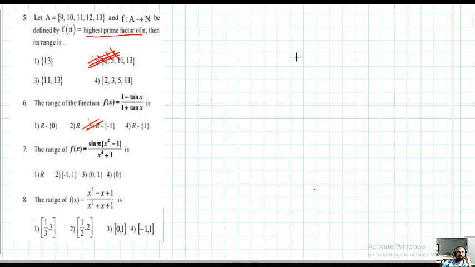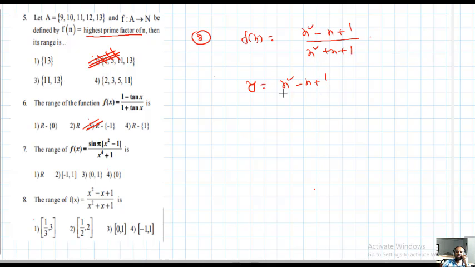Students, next problem, 8th problem, range. f of x equal to (x square minus x plus 1) by (x square plus x plus 1). So y equal to (x square minus x plus 1) by (x square plus x plus 1). Several methods are there to find range. I am using the general method. You can add and subtract x, or you can find it by differentiation.